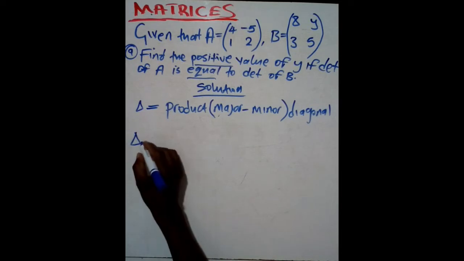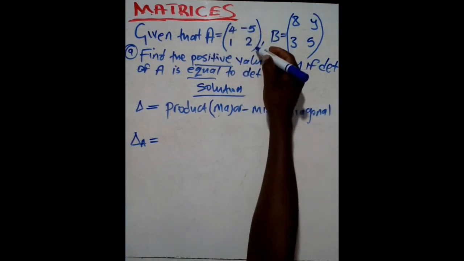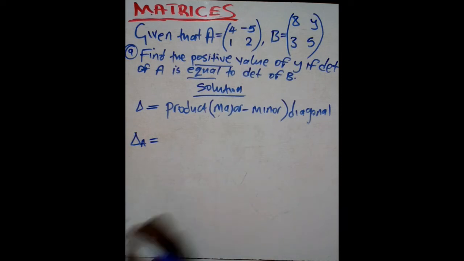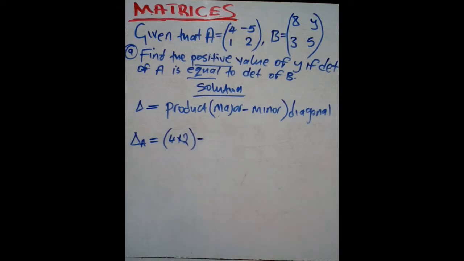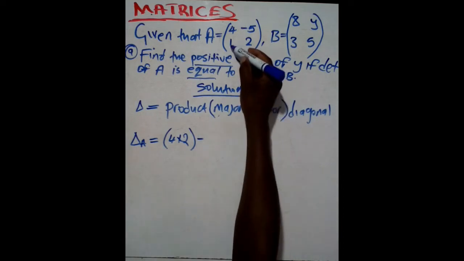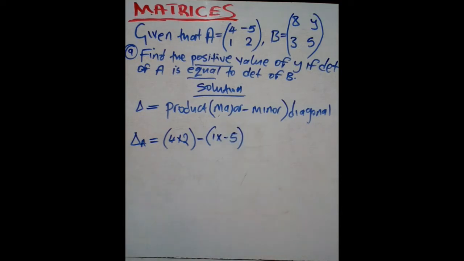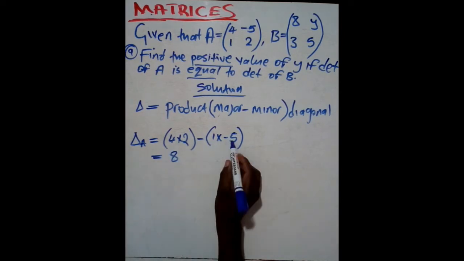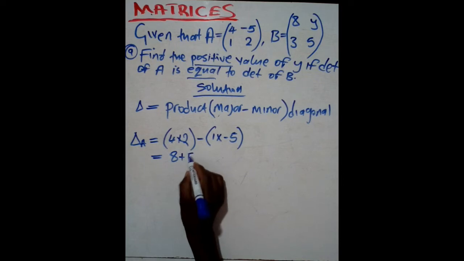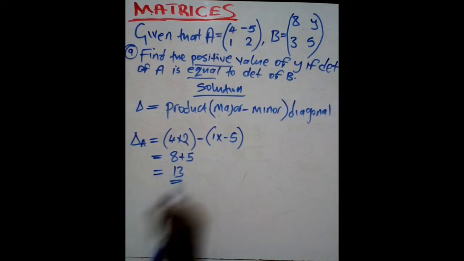Determinant is denoted by a triangle like that. The determinant of A is going to be equal to the product of the major. 4 and 2 are in the major diagonal, so their product is going to be 4 times 2 minus the product of the minor. In the minor, we have 1 and negative 5, so 1 times negative 5. Then from there you multiply. When you multiply 4 and 2, you get 8. 1 times negative 5, you get a negative 5. Negative times negative, you get a positive 5. When you add 8 and 5, you get 13. Therefore, the determinant of matrix A is 13.